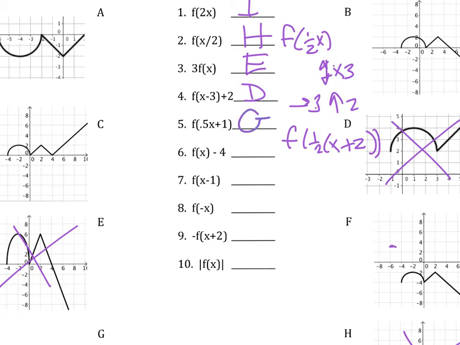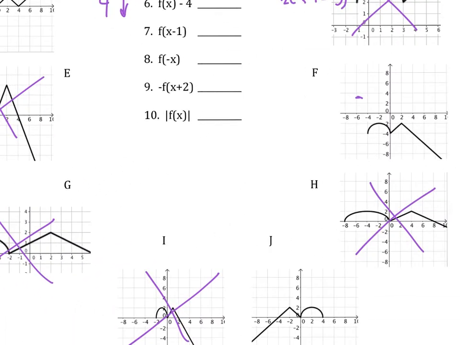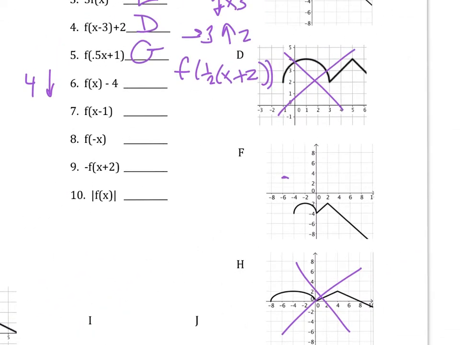And then, oh good, we're getting back into some easy ones. f of x minus 4 should be a shift down by 4, so we want to look for that. That should be a nice easy one. Looks like it's over here at f. 7, f of paren x minus 1, that's just a horizontal shift to the right of 1 unit.